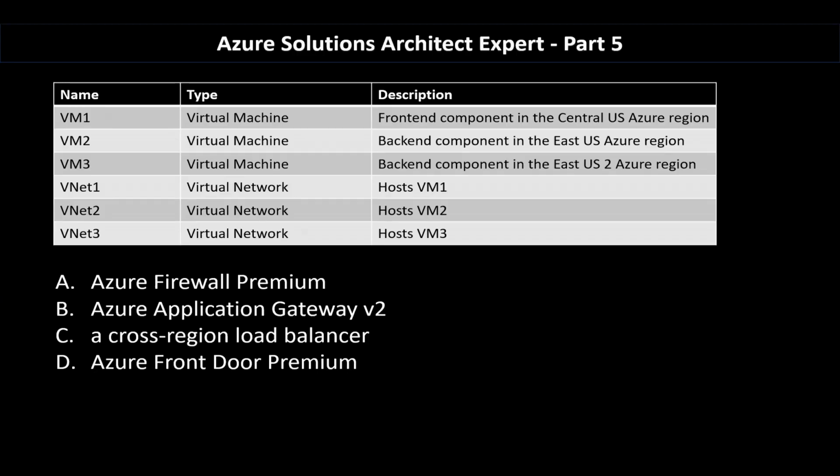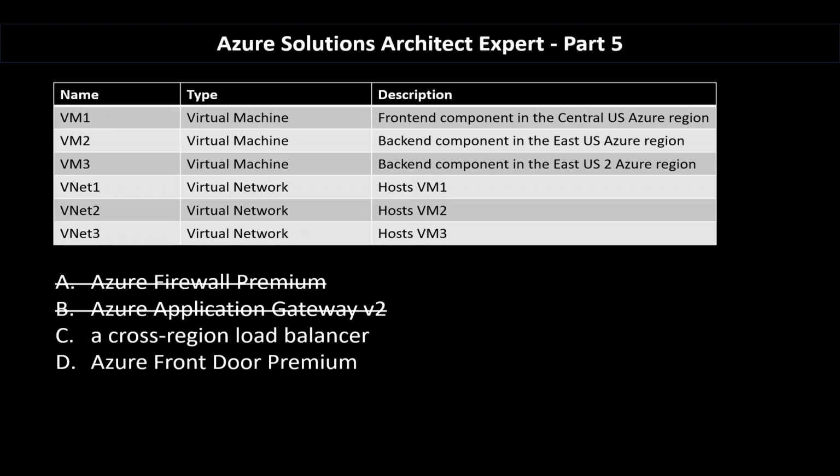Friends, there are several factors that you need to take into consideration while answering this question. First one being requirement is to set up load balancing. So you can automatically rule out option A, Azure Firewall Premium, as it is for managing and filtering network traffic, not load balancing. Now, the second factor you need to take into consideration is that VMs are located in different Azure regions, which is Central US, East US, and East US 2. Based on this, you can rule out option B. Azure Application Gateway is region specific and is designed to handle traffic within a single region.